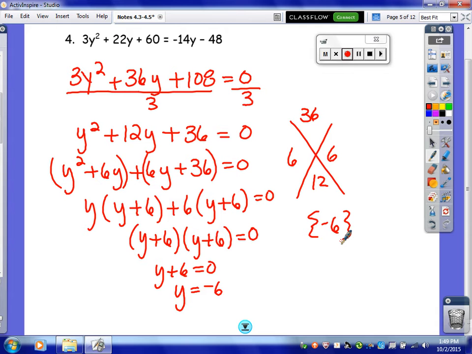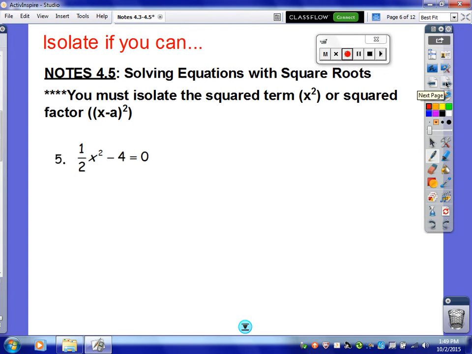Next what we're going to look at is solving equations with square roots. So here you notice that we just have an x squared term in this problem. So instead of factoring, I'm going to isolate that x squared term. Keep in mind that I still have 2 answers that I'm looking for because it's a quadratic, a squared equation. So I want to isolate the x squared. So I have 1/2 x squared. I'm going to add 4, then multiply by 2 and get 8.